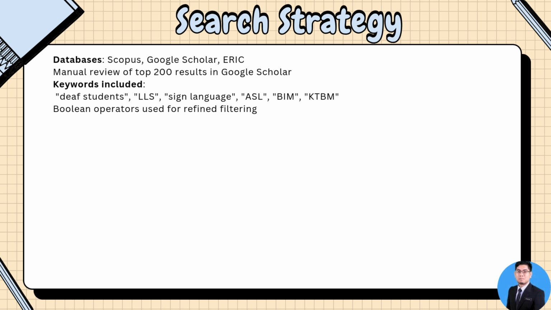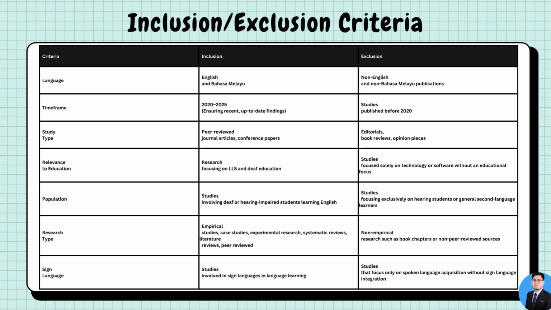The search was conducted across three major databases: Scopus, Google Scholar, and ERIC. To ensure relevant results, specific Boolean strings were used. For instance, searches combined terms like deaf students, deaf and hard of hearing students, language learning strategies, and sign language systems such as ASL, SEE, BIM, and KTBM. Google Scholar results were manually screened for the top 200 entries to maintain quality and relevance.